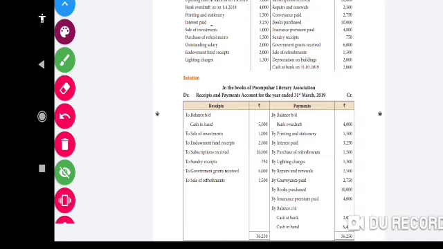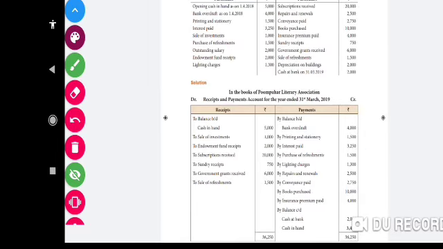Next one, interest paid 3,250. Interest paid is a payment side 3,250. See the next one, sale of investment 1,000. Receipt side is sale of investment 1,000. See the next one, purchase of refreshment. So payment side, 1,500 is purchase of refreshment. Next one, endowment fund receipt is 2,000. Then receipt side.